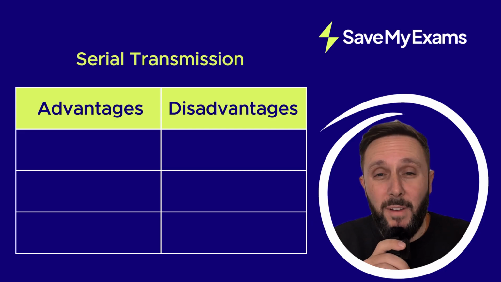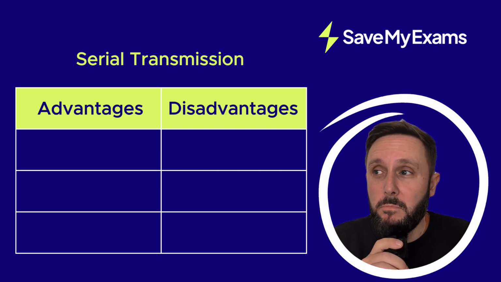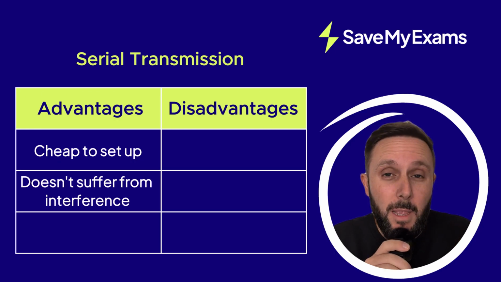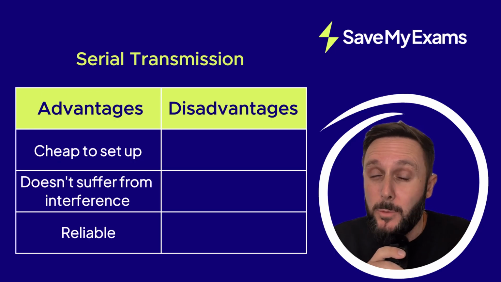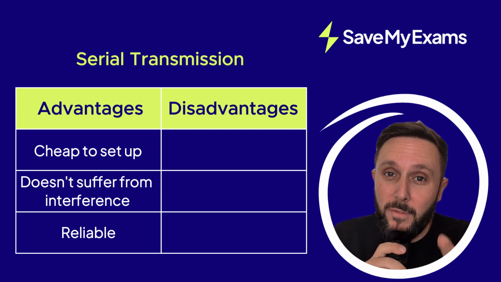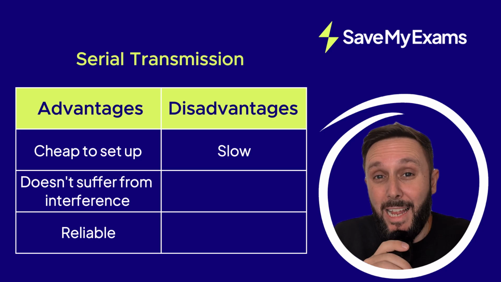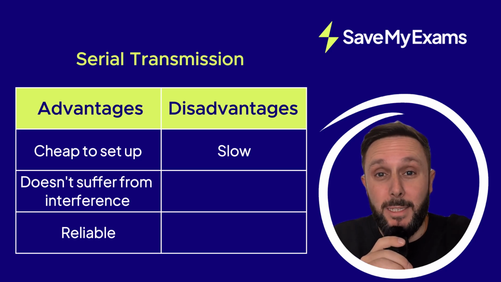Okay, so what are some advantages of serial transmission? Well, it's cheap to set up, it doesn't suffer from interference, and it's generally pretty reliable. That's why it's been around so long. But the trade-off, and it's a big trade-off, is speed. One bit at a time is just naturally slower than sending multiple bits at the same time.